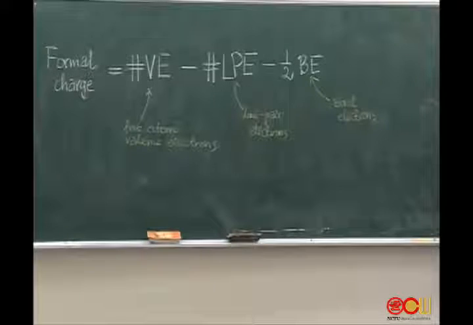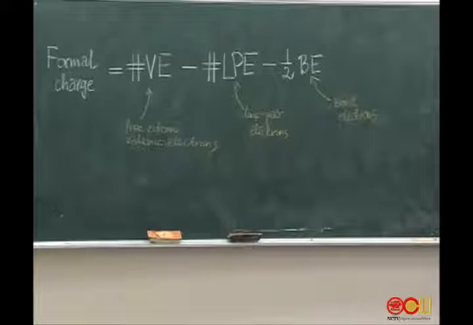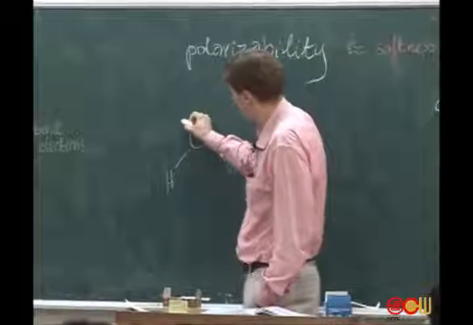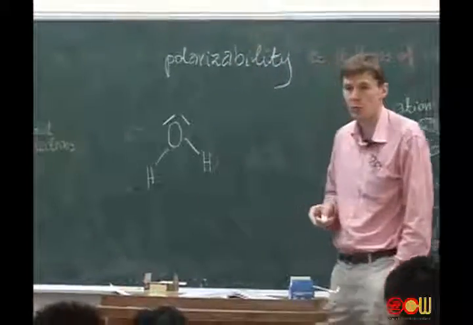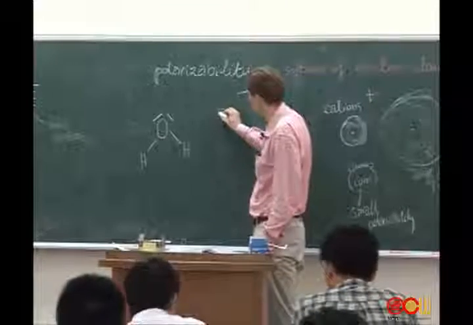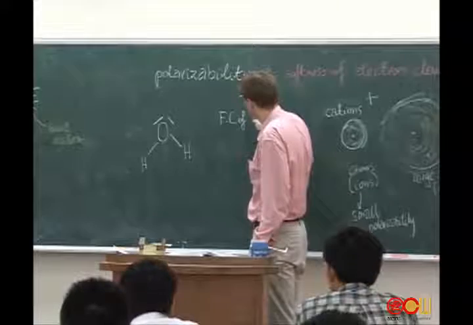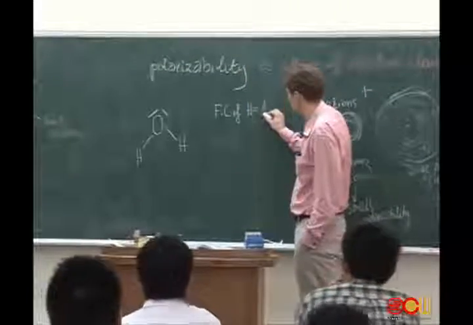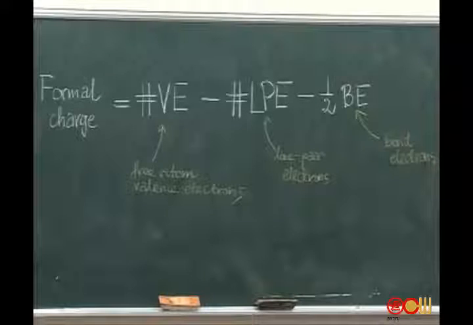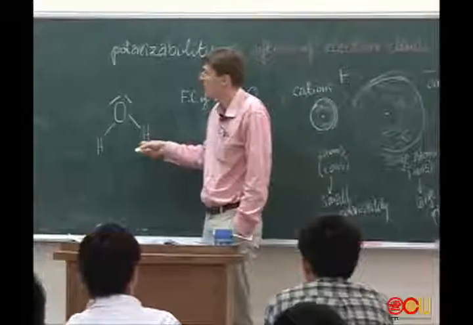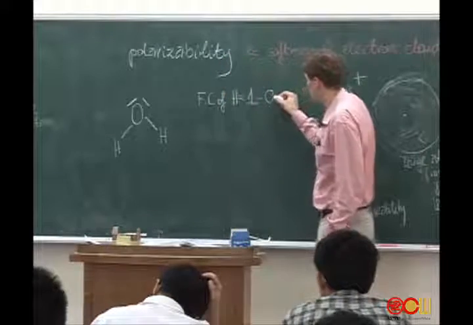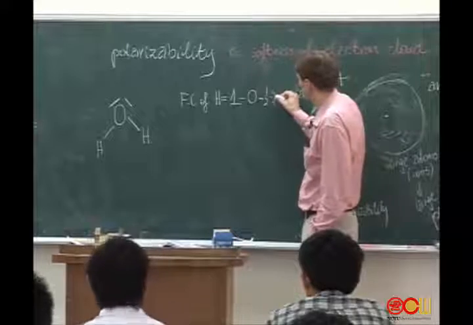Let's calculate formal charges for atoms in different molecules. Let's start with our favorite, with water. The water has 2 lone pairs. Hydrogen has no lone pairs. Let's do. The formal charge of hydrogen would be equal to the number of valence electrons. Hydrogen has 1. Minus number of lone pair electrons. Hydrogen has no lone pairs. Minus 0. Minus 1/2 of the bond electrons. Hydrogen has 1 bond. The bond has 2 electrons, so we have minus 1/2 times 2 equals 0.